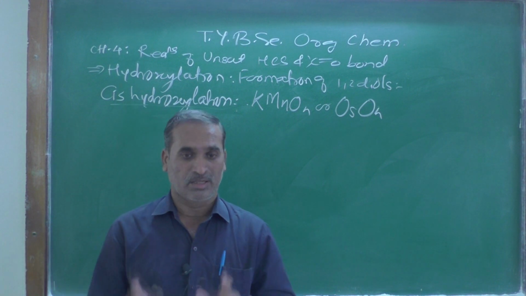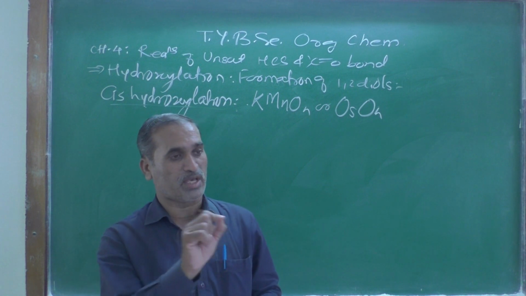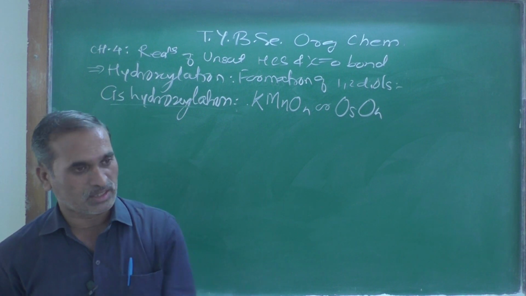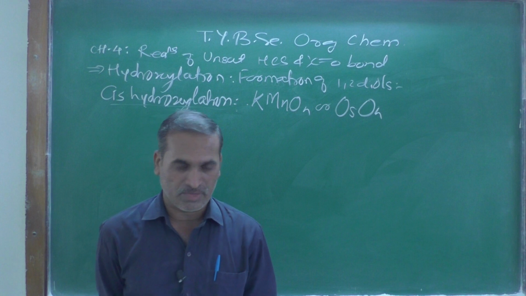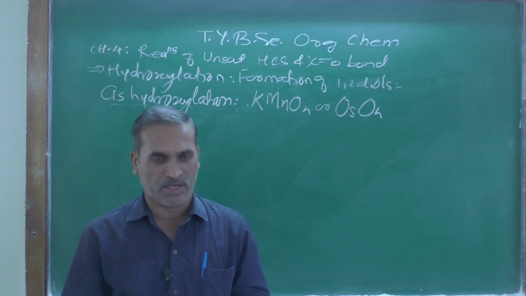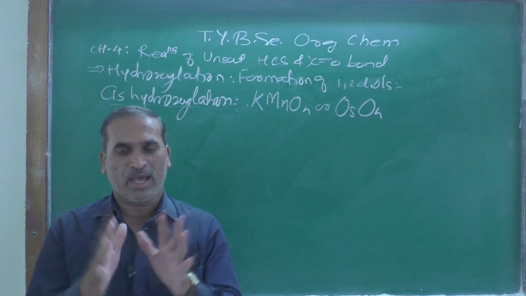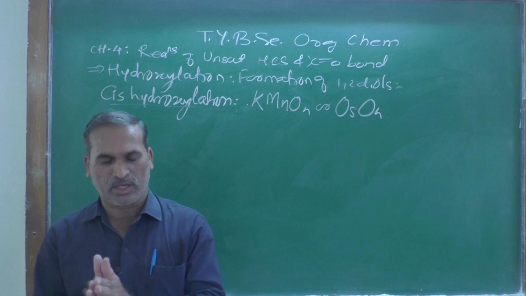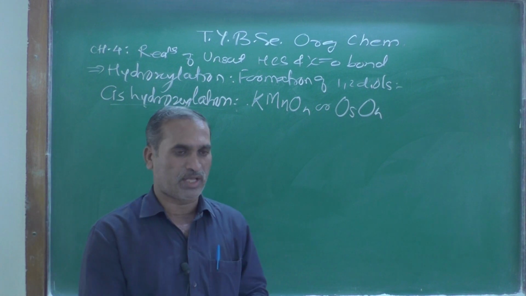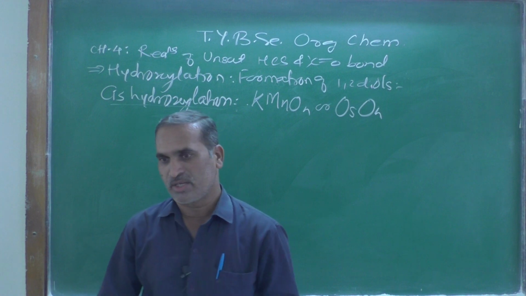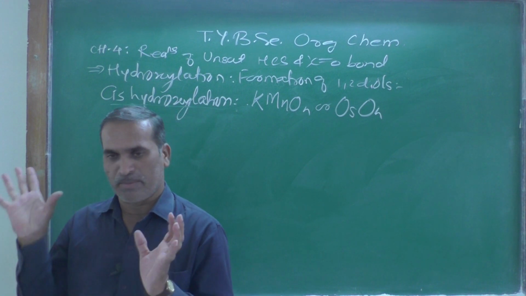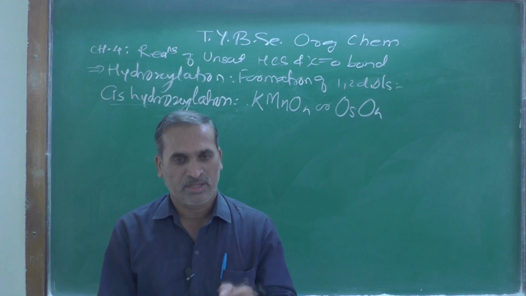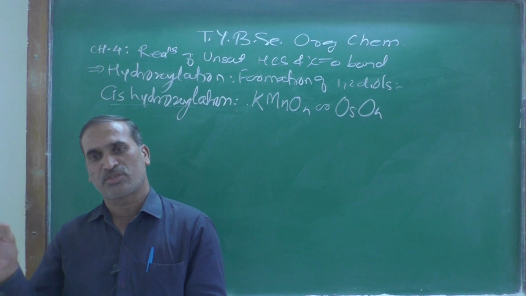Similarly, another classical method is known as the Bayer test. Potassium permanganate is a very nice, beautiful pink color. You simply mix the two together: one is an alkene and the second is dilute potassium permanganate, which is pink in color. If the pink color disappears, that clearly indicates a reaction takes place.